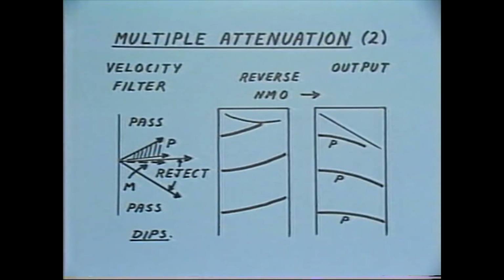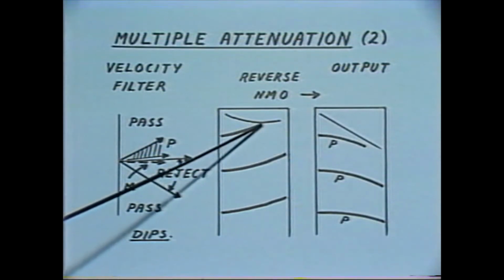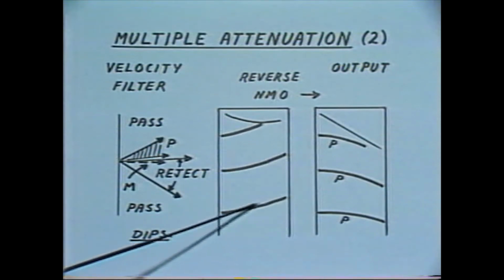And that's illustrated on this slide, where again we see the primary and multiple energy with their different dips. We can use velocity filtering to reject this range of dips, which is chosen so as to include the multiple dips, and pass all other dips outside that, which of course include the primary energy. So that after applying that process, we'd obtain a record like this, where there are only the primary reflections left.